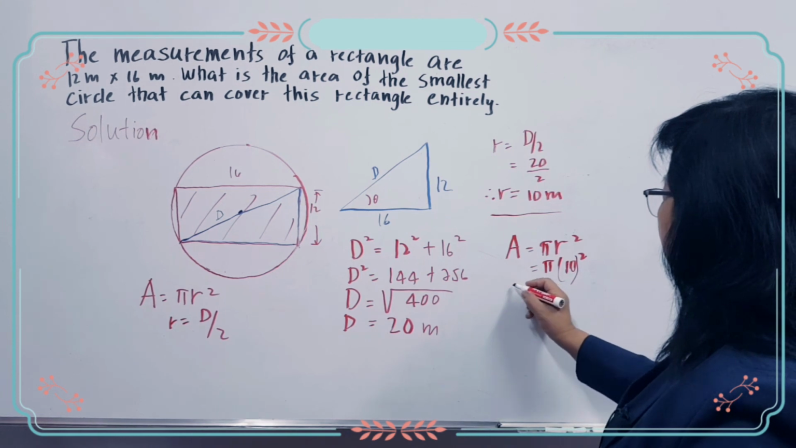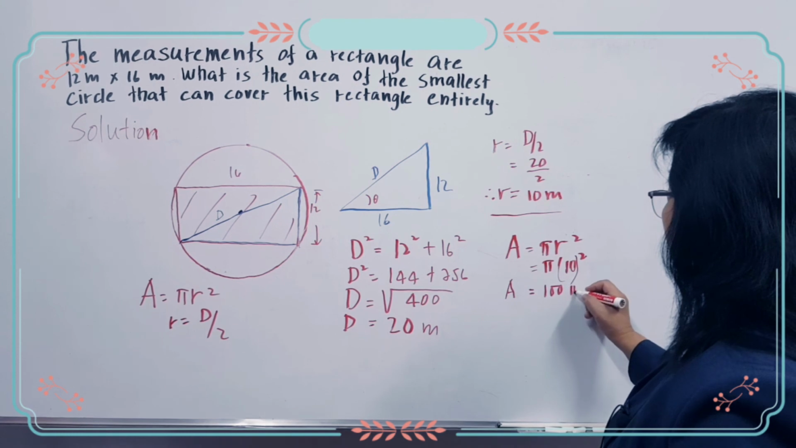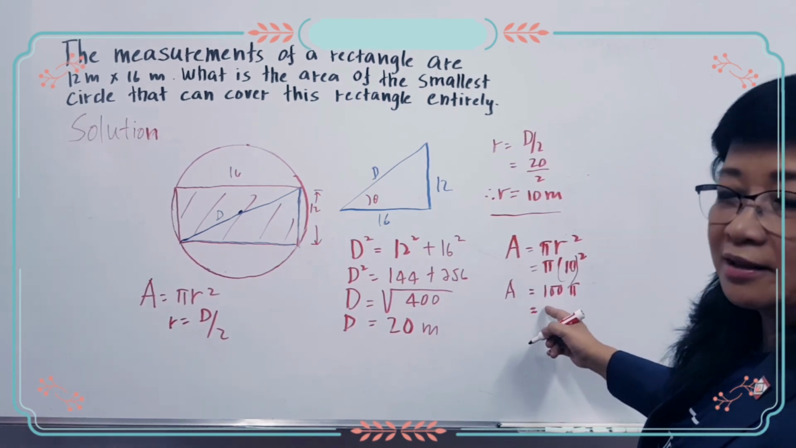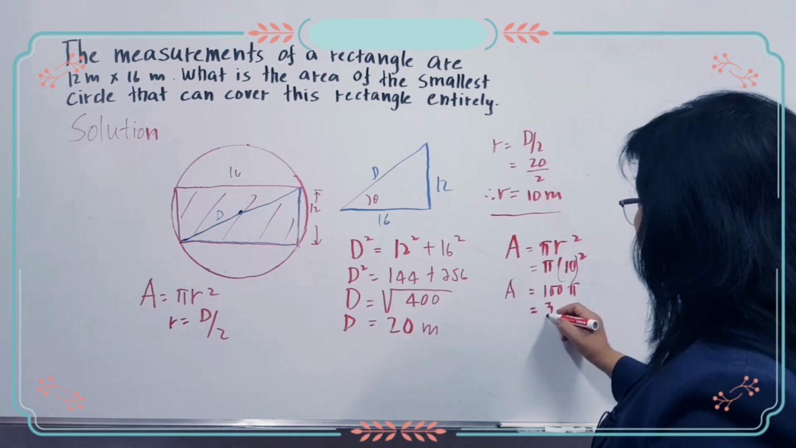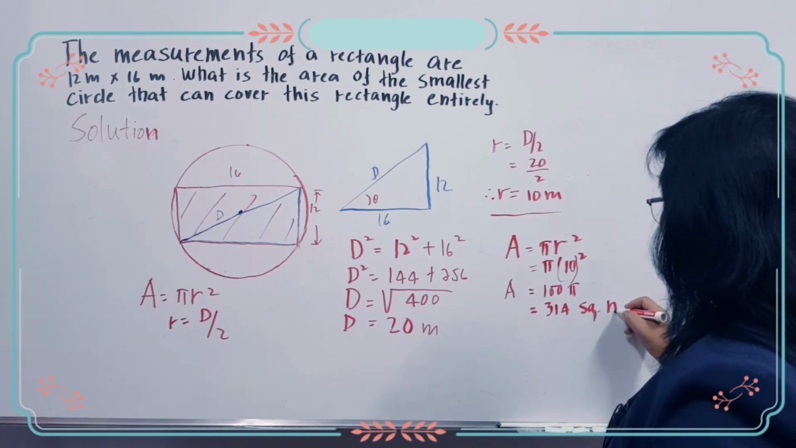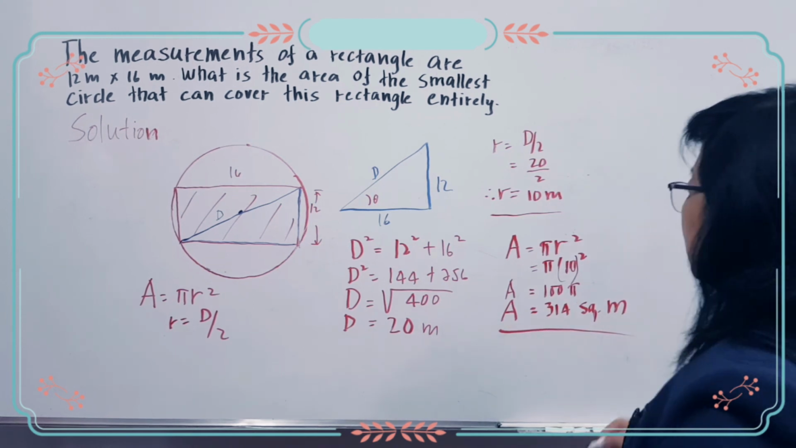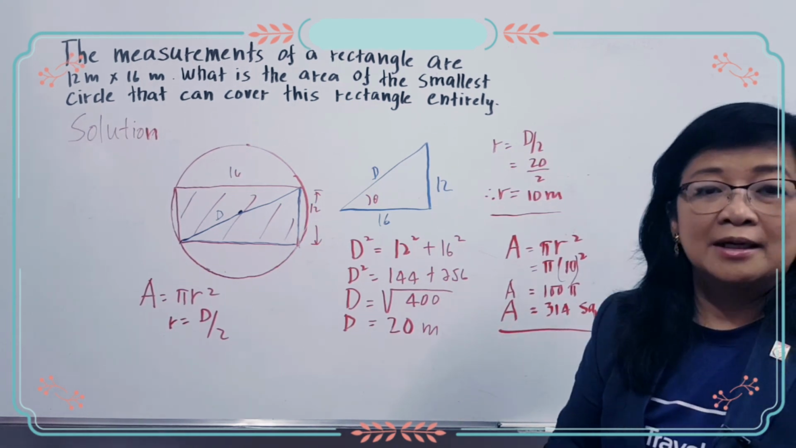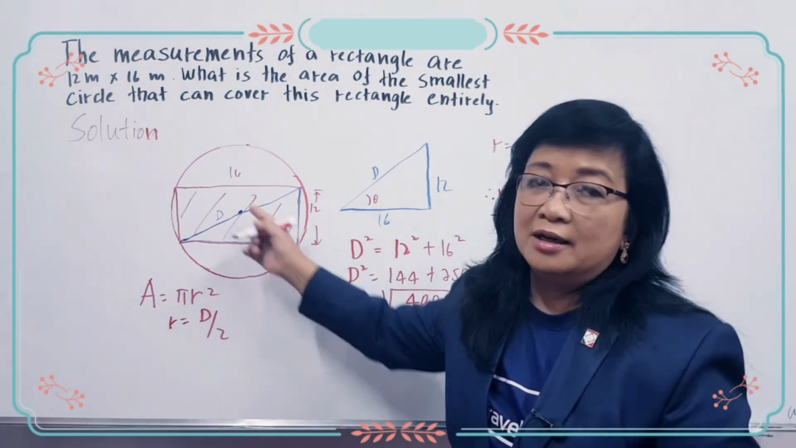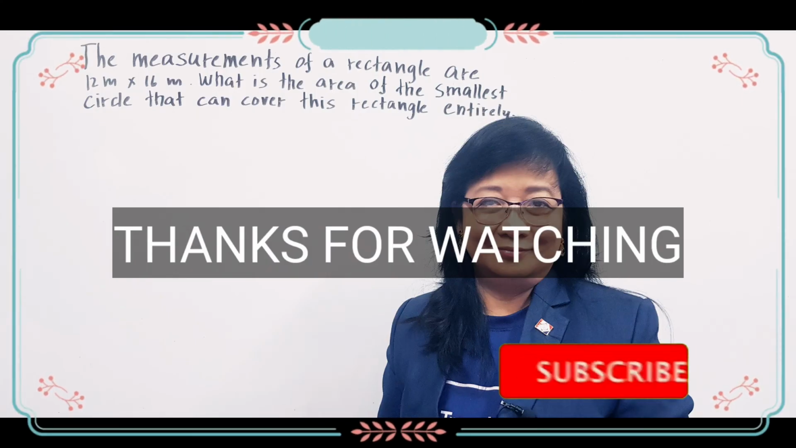therefore, the area is equal to 100 pi, or you multiply 100 by 3.14, it will become 314 square meters. This is the area we're looking for, the area of a circle that can cover the rectangle.